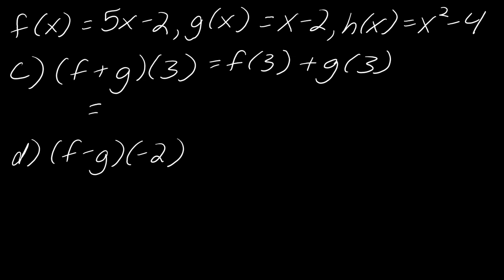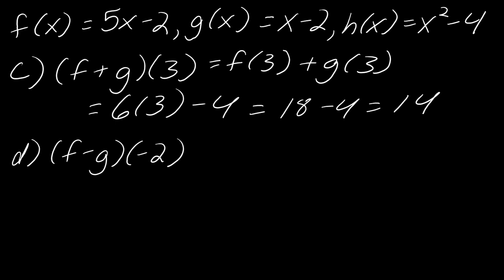So what I could do alternatively is instead of having 6x minus 4, I could write this as 6 times 3 minus 4 and just shorthand this. So this becomes 18 minus 4, so this will equal 14.